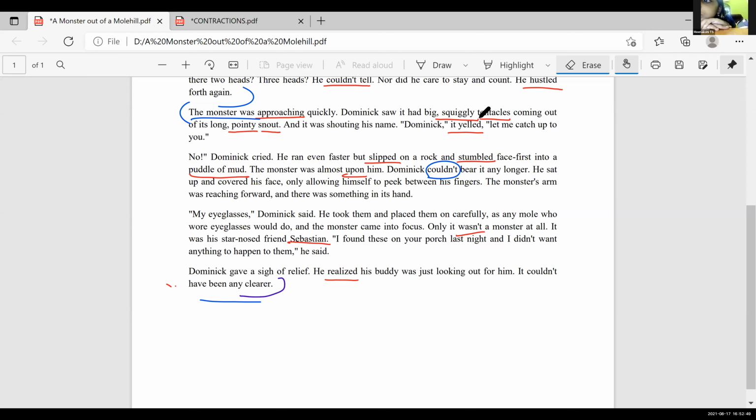Wasn't. Contraction, yes. Next line, right? As any mole who wore eyeglasses would do.